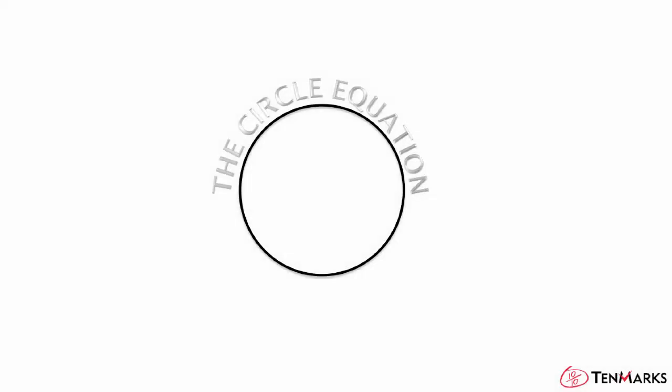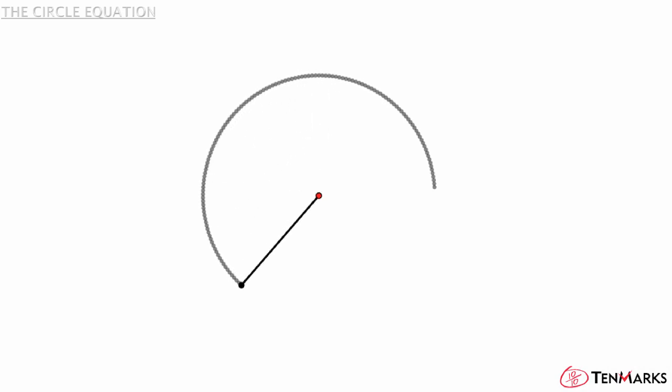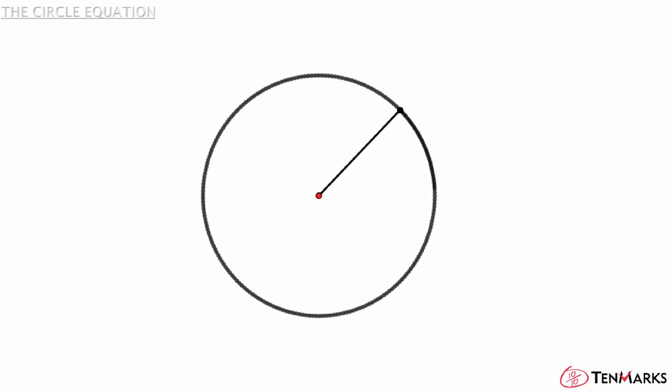This video will talk about the circle equation. A circle is the set of all points in a plane that are equidistant from a given point. Every single point on the circle is exactly the same distance from the center point. This length is called the radius.